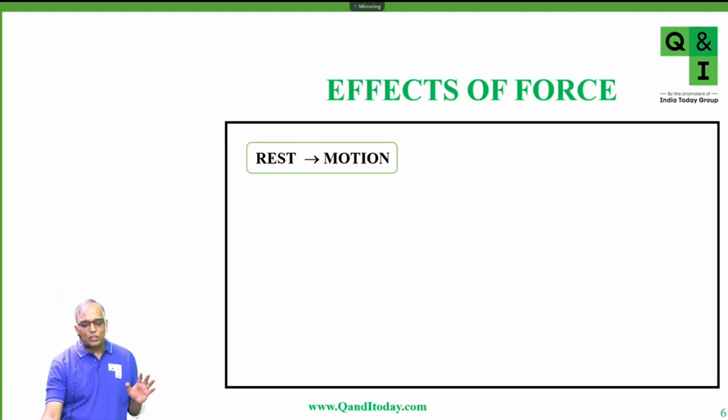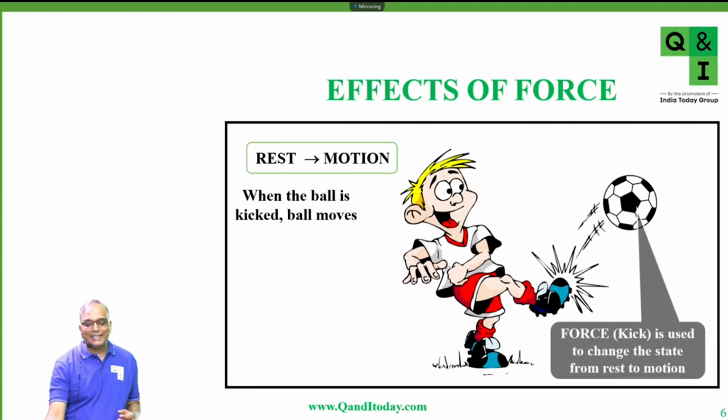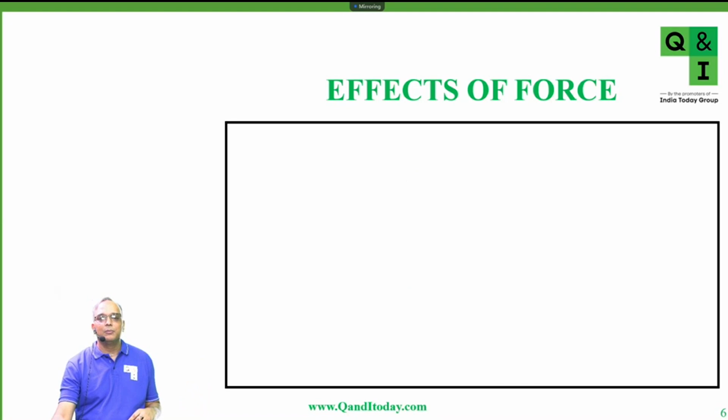We saw that there were a few effects of forces. The first effect is that a body at rest can be made to move when we apply a force. When the ball is kicked here, the ball starts moving, right? This is one effect of force. An object which is at rest can be made to move by applying a force. The force here, in the form of a kick, is used to change the state of the object, that is the ball, from rest to motion.